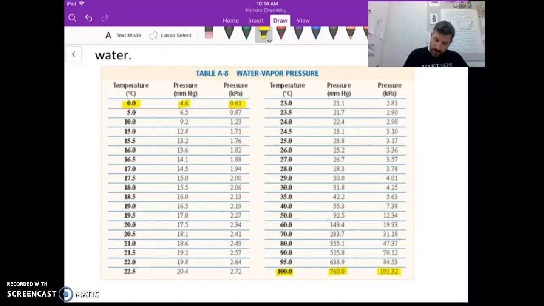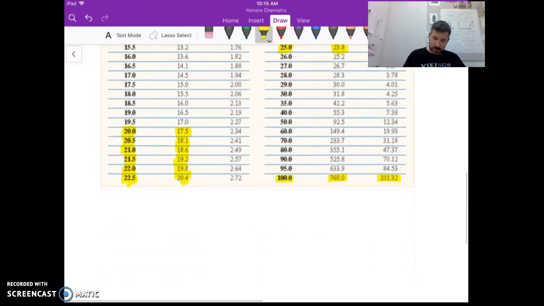Most of our experiments are going to be done in this range, from about 20 to 25 degrees Celsius, so we're going to have maybe 17 to 24, 25 mmHg, and you can see the corresponding values for kPa as well, that we're going to have to consider subtracting from our total pressure if we want to know the true pressure due to the gas we're trying to collect. Okay, so if all this is a little confusing, let's do an example problem.